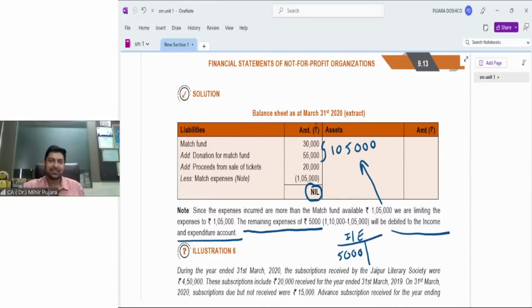Right guys? Somebody was asking me 10 minutes ago, sir, if the donation is finished then what will we do? I told you that if the donation is finished, the extra expense will go to P&L, this is its sum. Clear guys? Clear? So donation is exhausted. So what about extra expenditure? Transfer to P&L debit side, INE debit side.